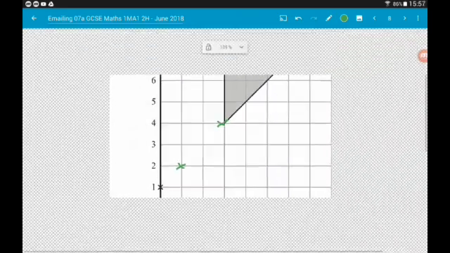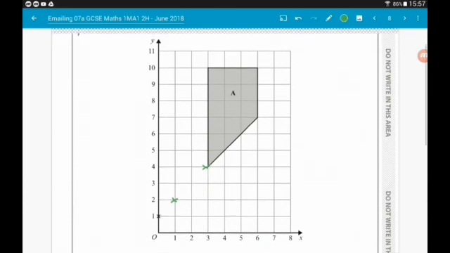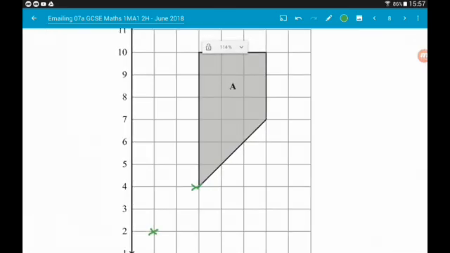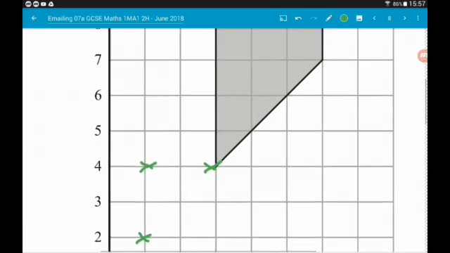Now when we've got our first point in, we can sort of cheat a little bit. We know we are enlarging with a scale factor of 1/3. So each of the side lengths are going to be 1/3 the length of the original. So the height of the original is 6. 1/3 of 6 is 2. So the height of the new shape is going to be 2. So we know the next corner is going to be that.